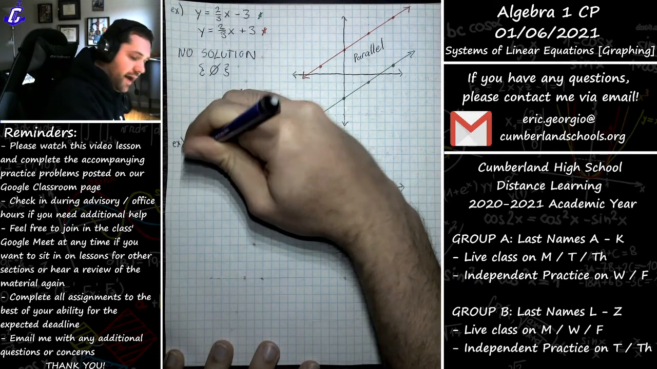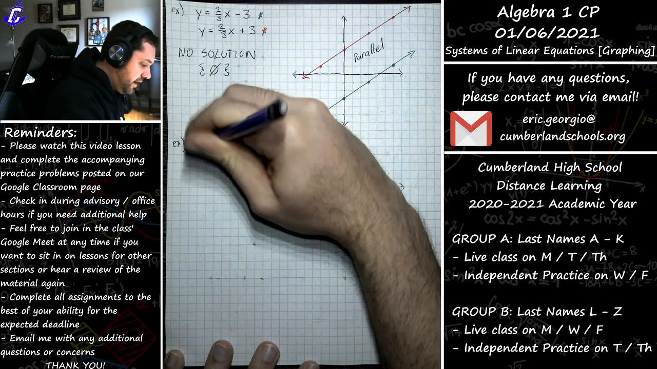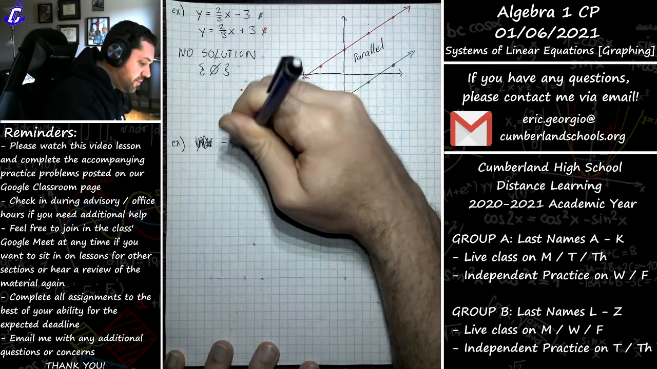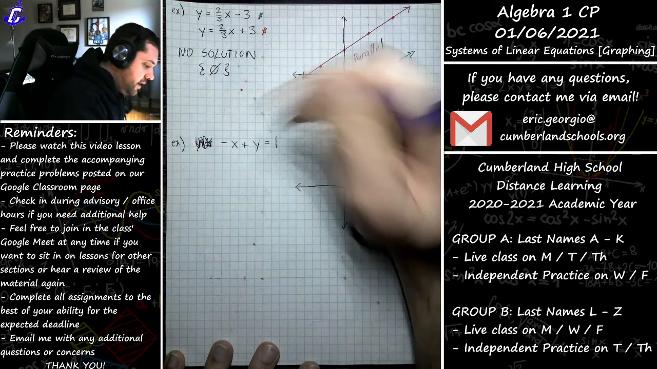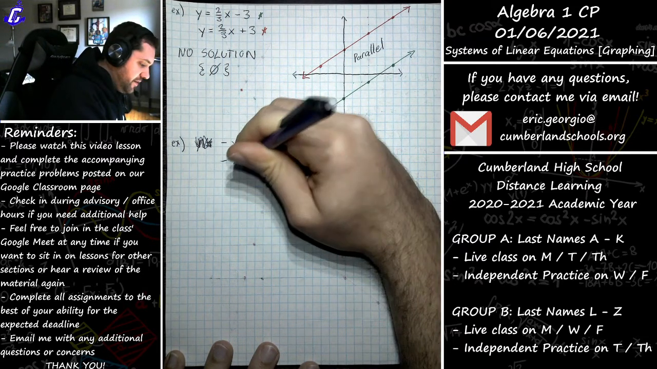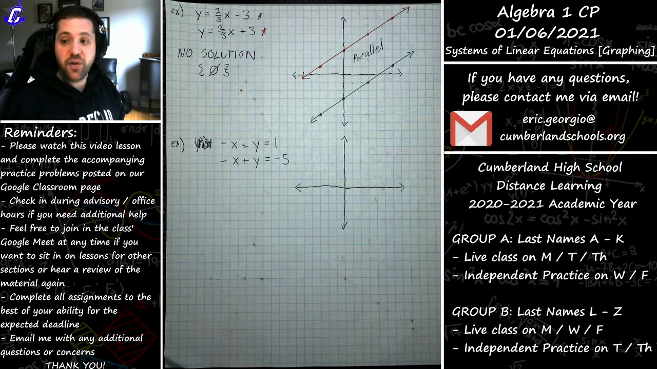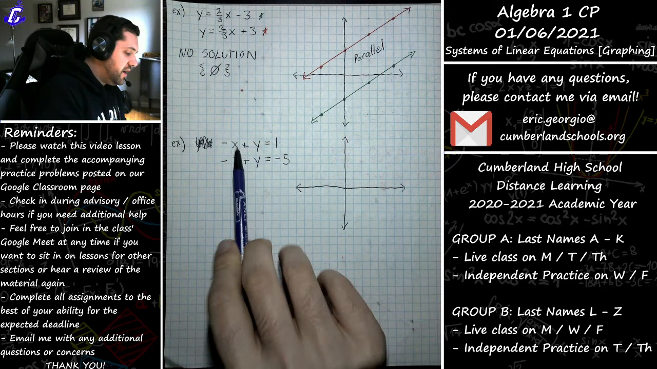Suppose we had y equals, oh sorry, not y equals. I want to do this one in standard form, my fault. How about the opposite of x plus y is equal to 1, and the opposite of x plus y is equal to -5.